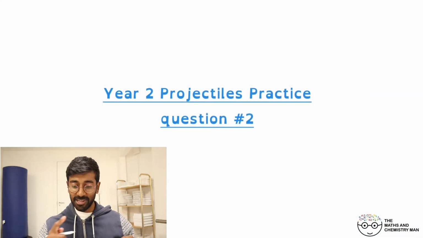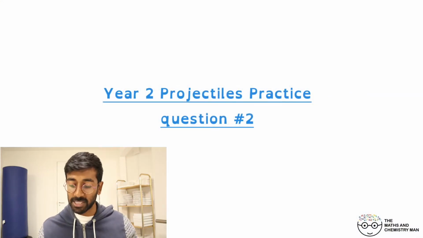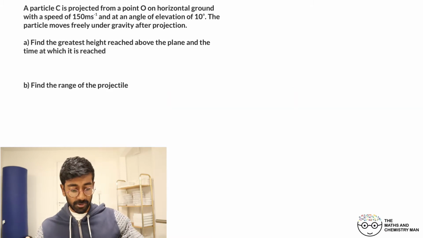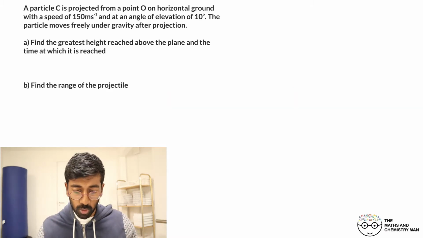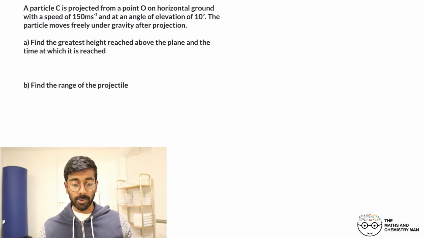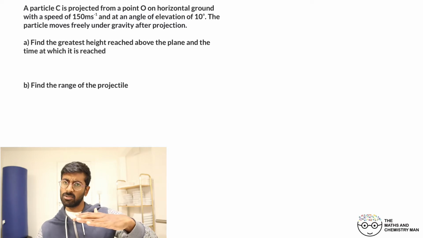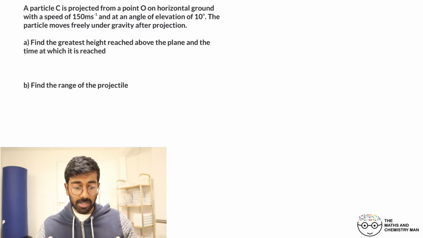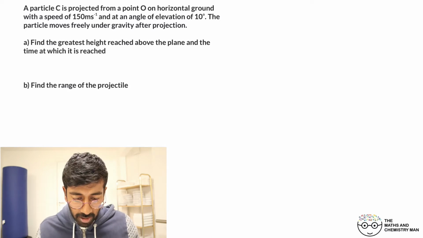Okay, we've got another projectile question. We are on question number 2. And here it is. A particle C is projected from a point O on horizontal ground with a speed of 150 meters per second. It's going pretty quick. Now it's projected at an angle of 10 degrees. Not very high though, right? So it's shot out quite level. The particle moves freely under gravity after projection.